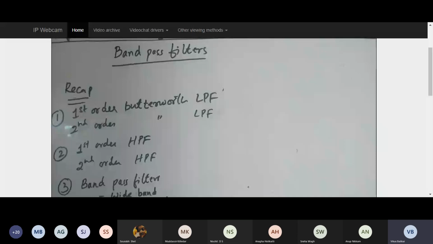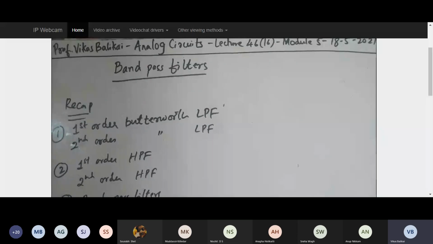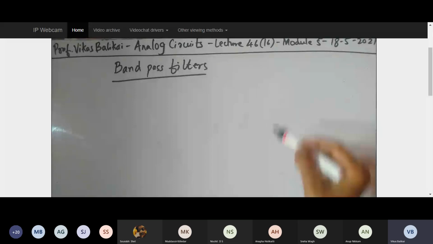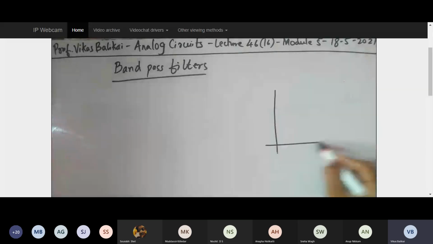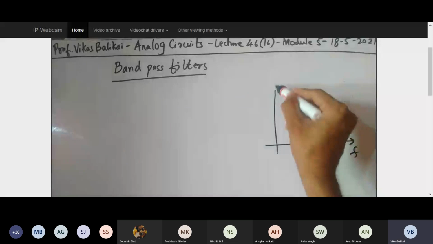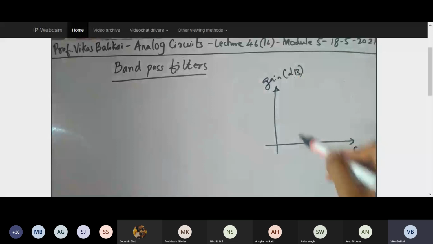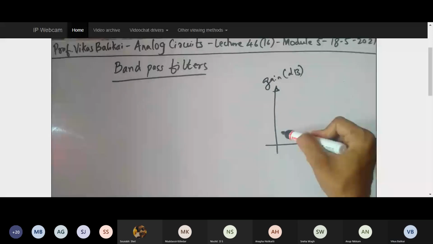Now let's get into today's concept of a band pass filter. As the name suggests, a band pass filter is a filter which is going to pass a selected band of frequencies through it. If that is the scenario, then my graph would look something like this. Again, x-axis will be frequency, y-axis will be gain in dB, and my graph will be like this.